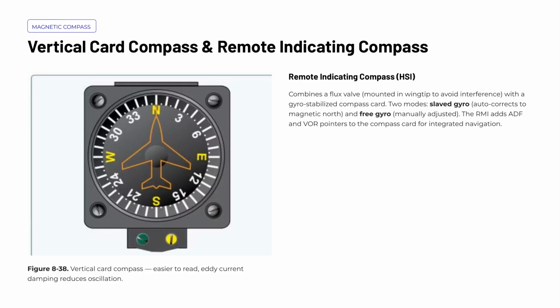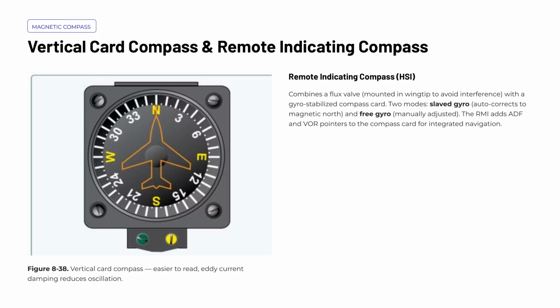The vertical card compass is an improvement over the traditional compass design. Instead of a floating card that can be difficult to read, the vertical card compass displays heading information in a format similar to a heading indicator, making it much easier to interpret at a glance. It also uses eddy current damping to reduce the oscillation that makes standard magnetic compasses so difficult to read in turbulence or during maneuvers.